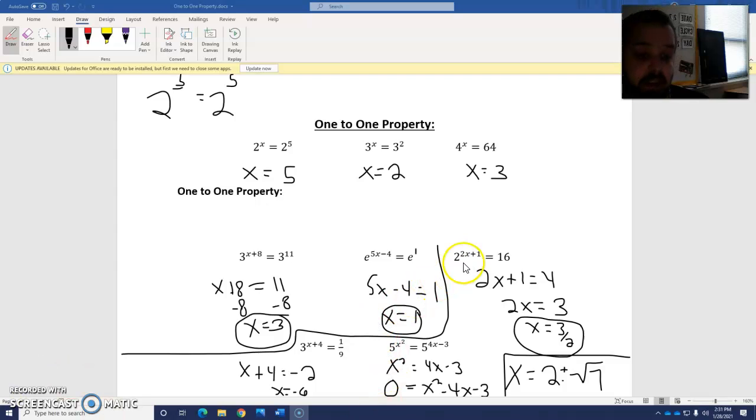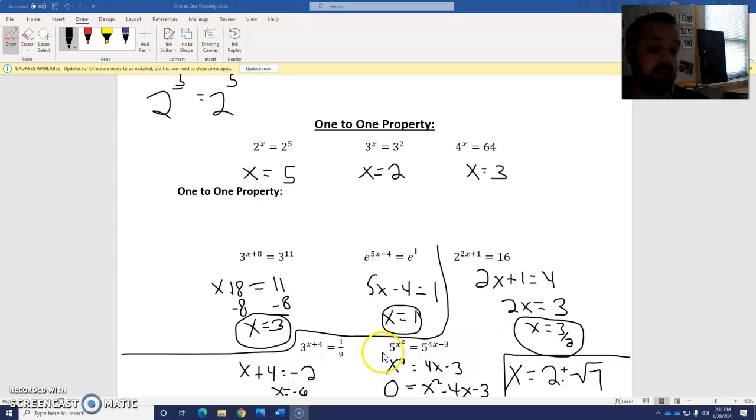All right, so for this one right here, I got x equals 3 halves. 2 to the 4th gives you 16, so that means that 4 would be the exponent that goes with that. Go through and solve and get x equals 3 halves. Over here, the exponent that goes with 3 would be negative 2. 3 to the negative 2 equals 1/9. So x plus 4 is equal to negative 2, and I get x equals negative 6.